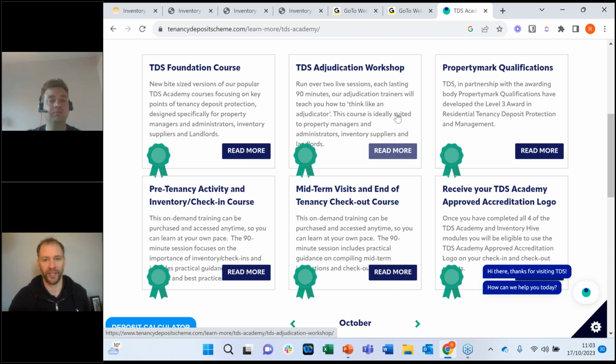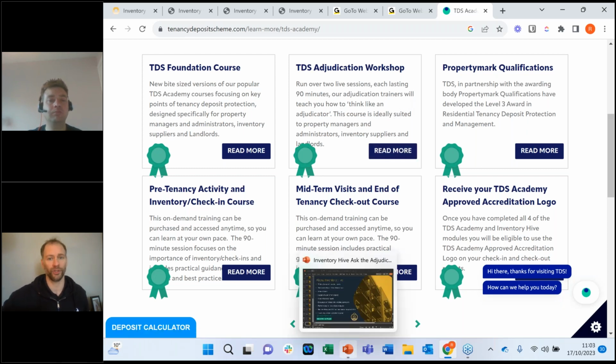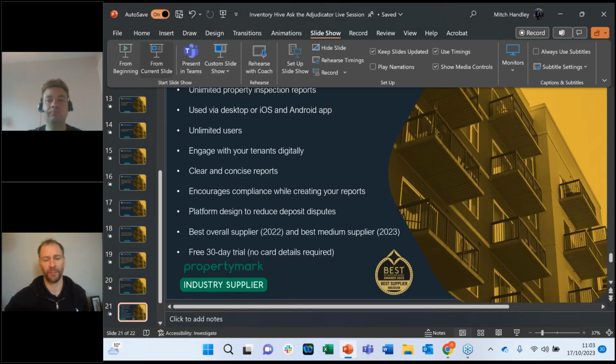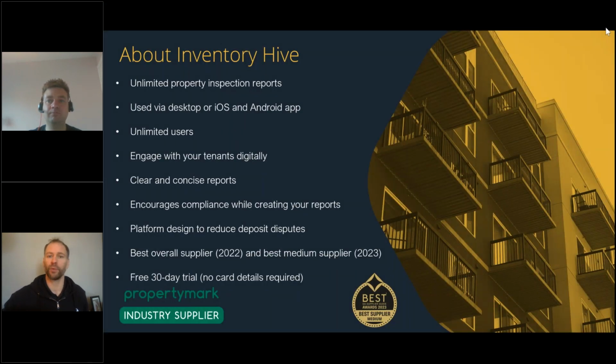I don't run these, but I do present on both courses. I tend to do the foundation course more nowadays, but on Thursday and Friday this week, some of my colleagues are dealing with the adjudication workshop, and it's a really good interactive course as well. You get to answer questions on how you might go as an adjudicator. Definitely worthwhile. It talks in great detail about the sorts of things we've touched on today: managing expectations, betterment, fair wear and tear, all of those principles that adjudicators apply when considering the evidence.